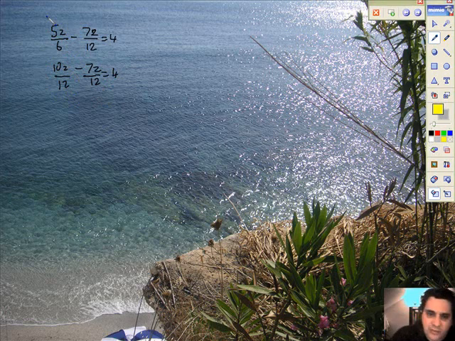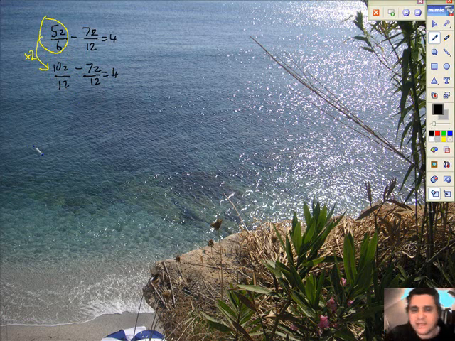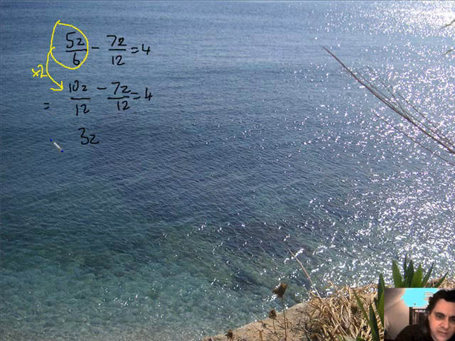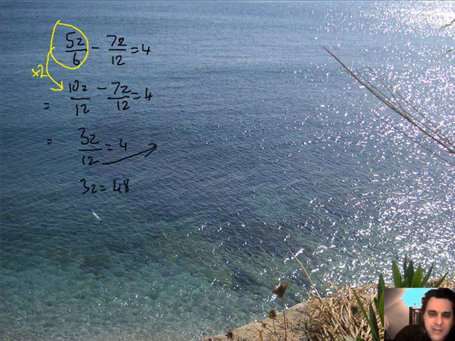And so I've upgraded this one here. Let's put it in yellow. I've upgraded this one. I've multiplied it by 2 just to get that. Alright, so it's equivalent because I did the same to the top and the bottom. 10z's take away 7z's. I've got 3z's left. Of course, these are all equal. So 3z over 12 is 4. Take the 12 over next door and multiply. 3z's make, what's 4 12's? 48, isn't it? 48. And then we're going to divide by 3. Z equals 48 divided by 3. Z equals 16. 3 16s are 48. And that's my answer. Alright.